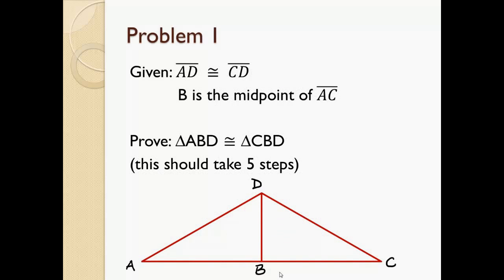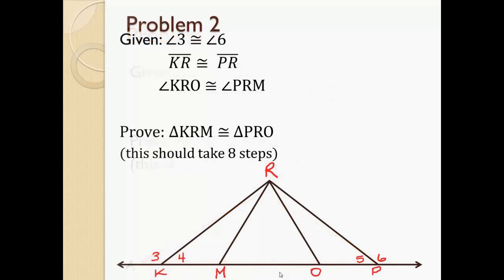So here's the first problem. You're given that segment AD and segment CD are congruent, and that B is the midpoint of segment AC. Prove that triangle ABD is congruent to triangle CBD, and this should take 5 steps. Just as a hint, go back to your definition of a midpoint, and that'll help you out here. So that's the first problem. Pause it, write it down, because I'm going to move right on to the second one here.